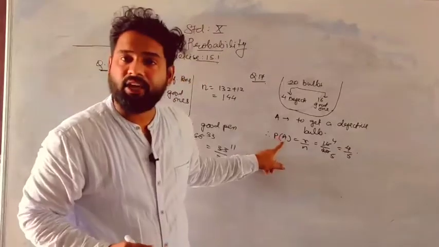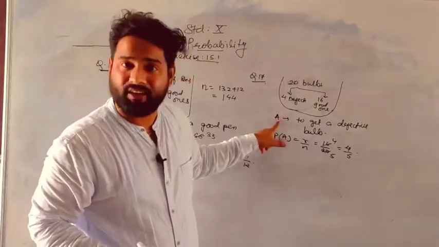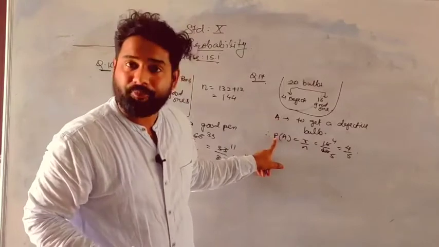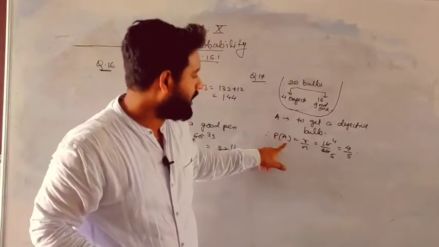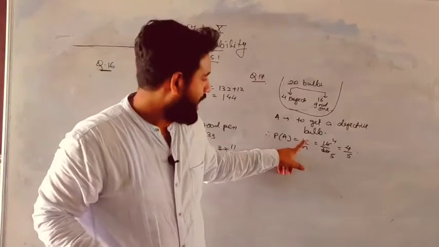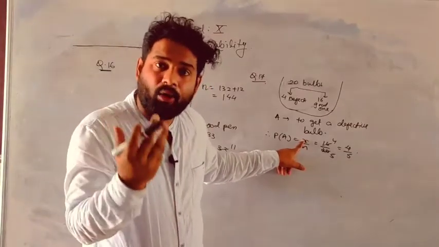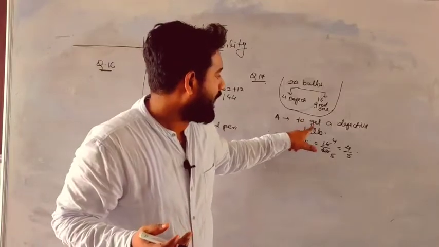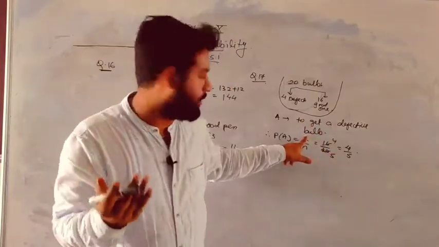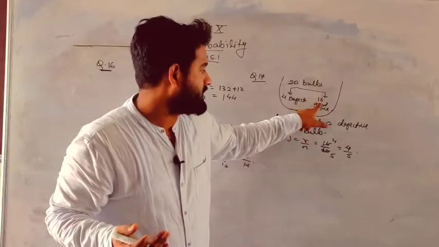Whatever the probability that you have to find out, just name it as an event. Then apply P of A, that is, probability of event. Whenever you are writing probability, the formula is R upon N. R is how much amount there is of that thing which is asked. Like here, to get a defective bulb, count how many defective bulbs are there. So defective bulbs are 16.